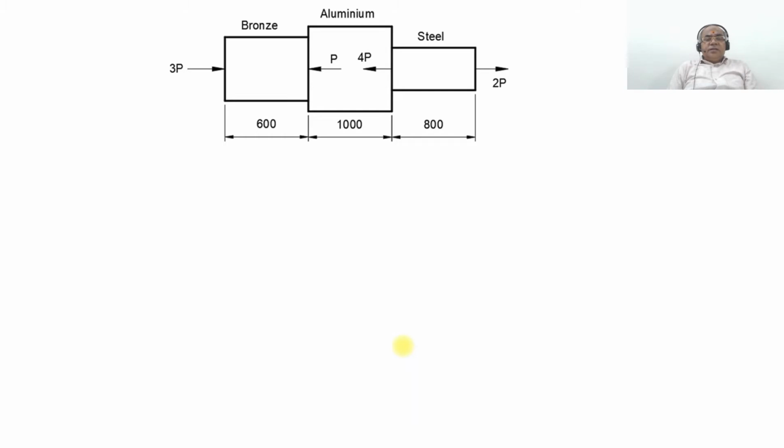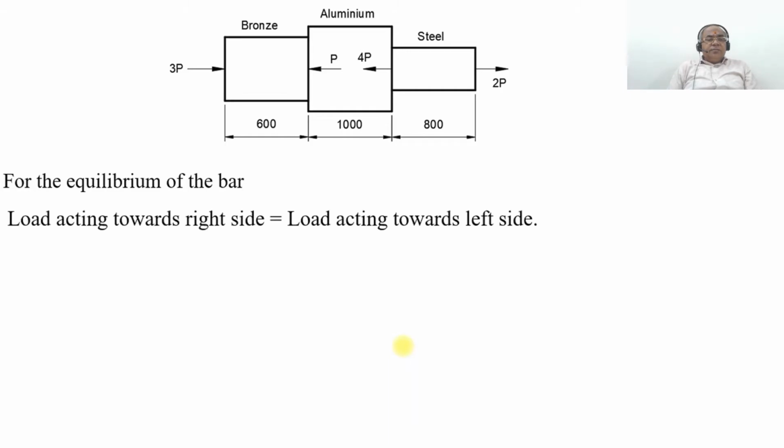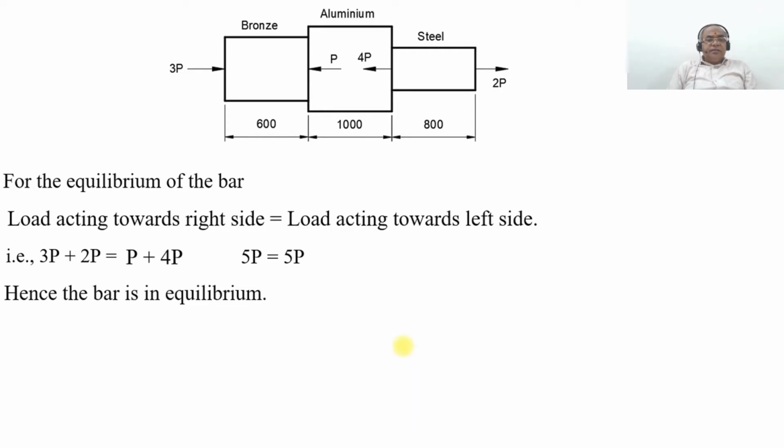Now, first we are going to consider the equilibrium of the bar. When you are considering the equilibrium of the bar, the load acting towards the right side will be equal to the load acting towards the left side. The load acting towards the right side is 3P plus 2P, and the load acting towards the left side will be P plus 4P, which is equal to 5P. Therefore, 5P is equal to 5P, hence the bar is in equilibrium.